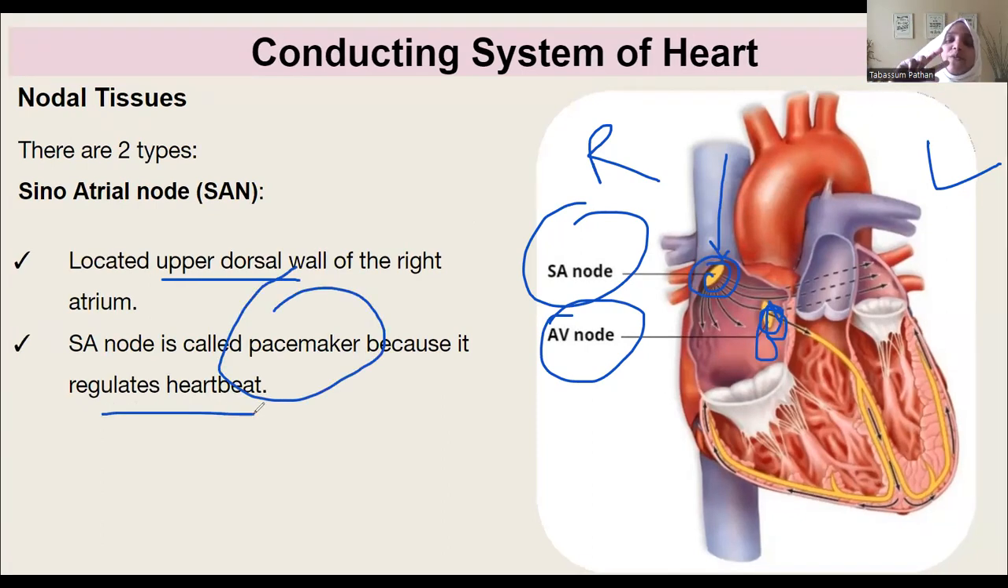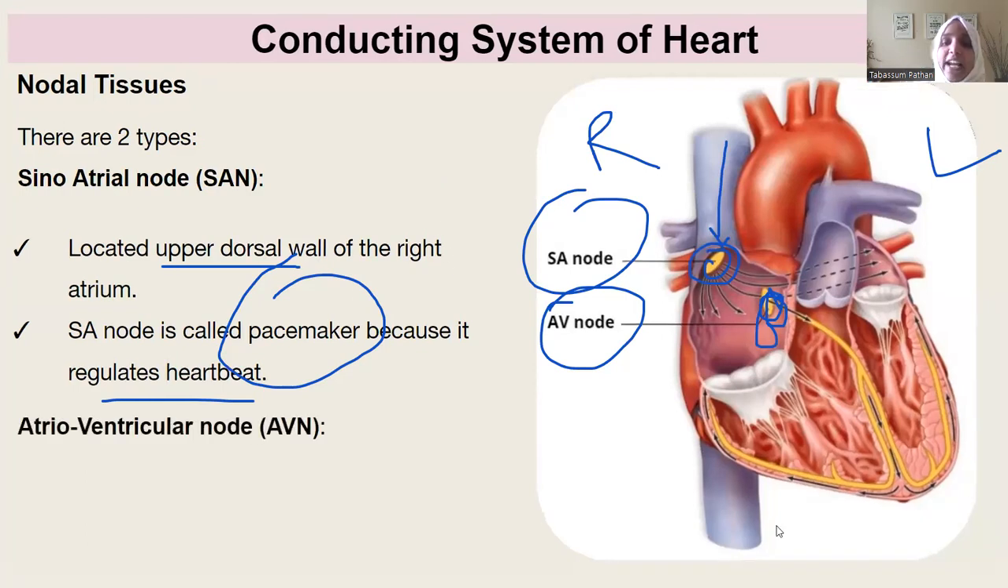Pacemaker means it will decide the speed of the heartbeat. Pace stands for speed. It decides what the heartbeat of that particular person will be. So it is a pace generator, sort of. Because it is the first member, the starting point is the SA node.